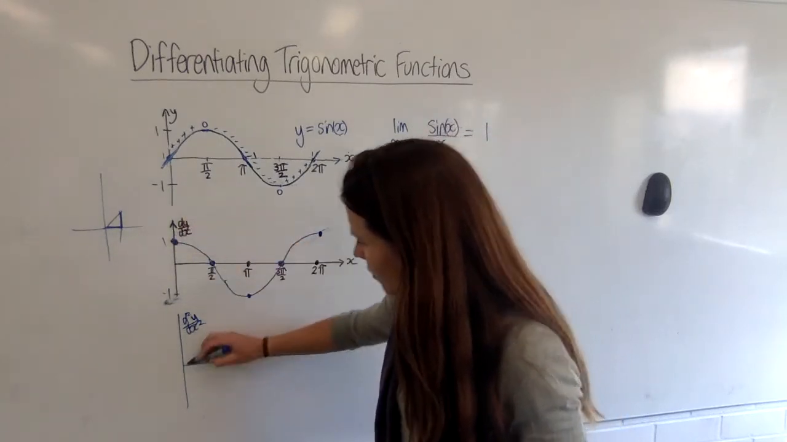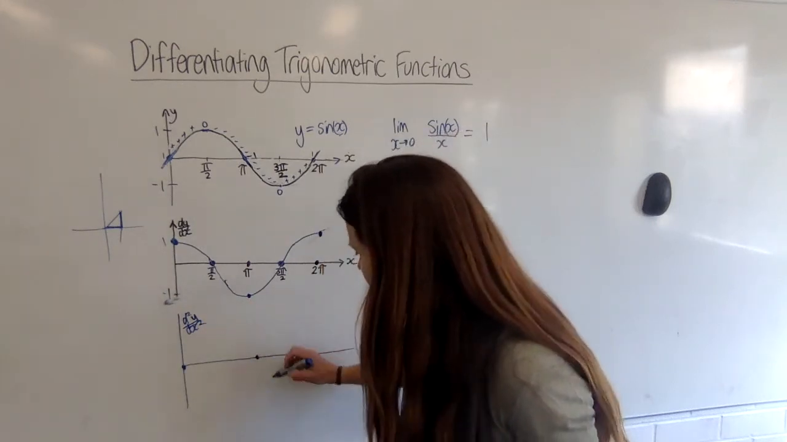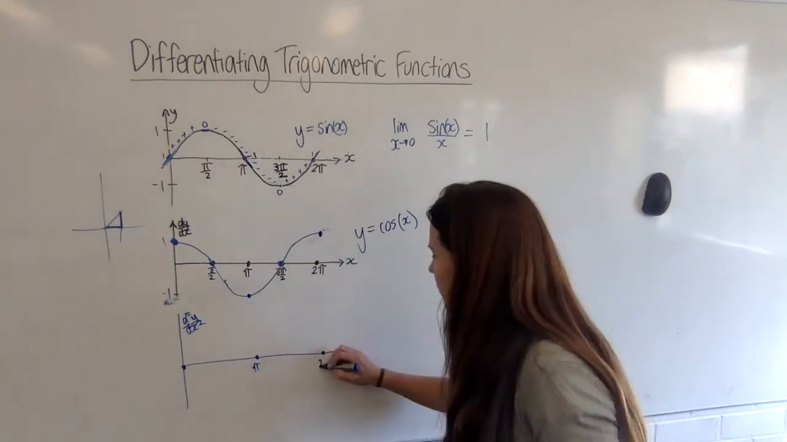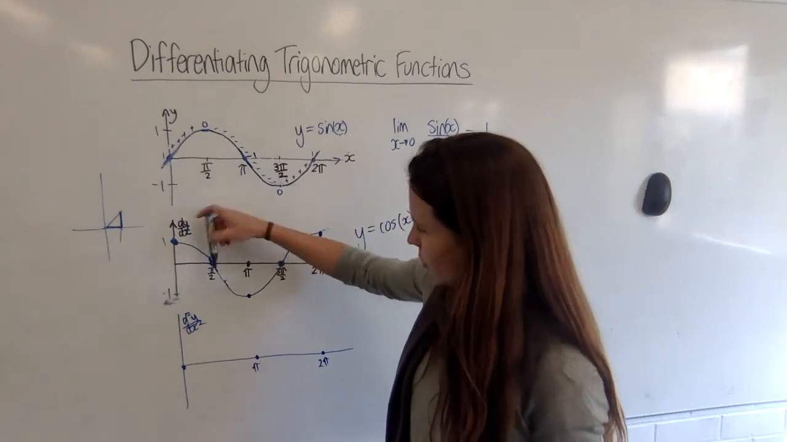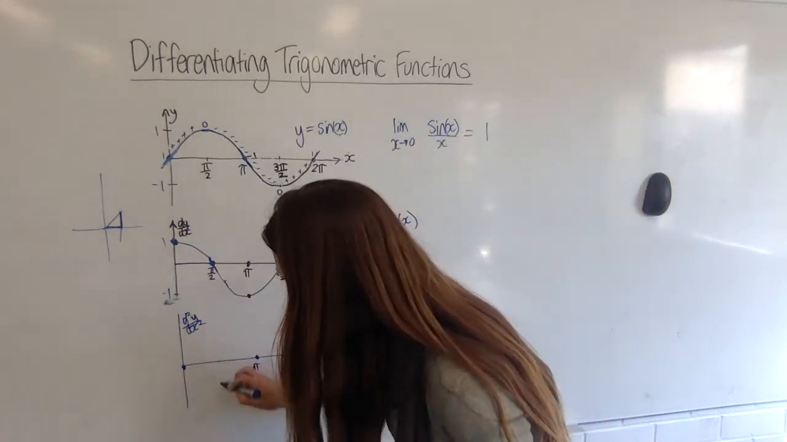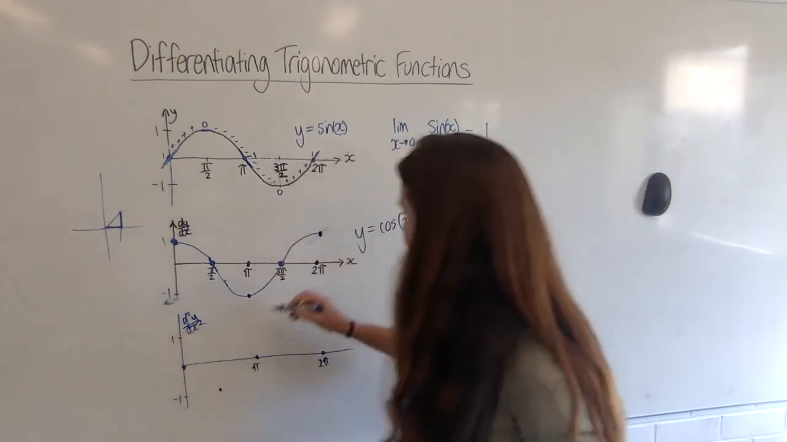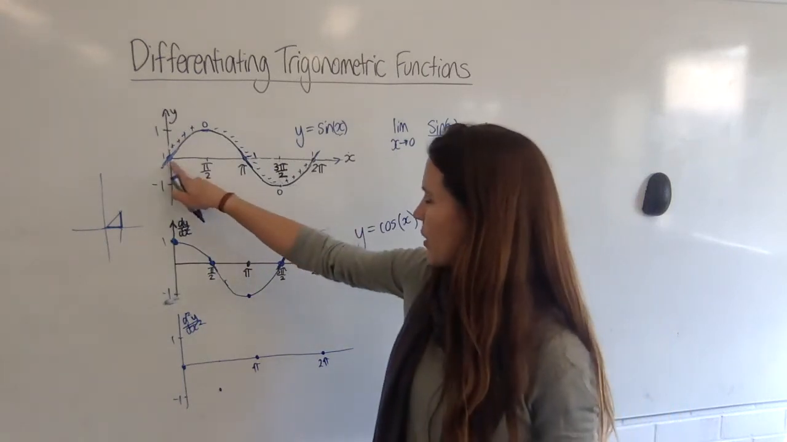Here and here. And this is pi. And up here again at 2 pi. All right, what's the gradient, say, here? Well, it's negative, isn't it? Negative 1. So at pi on 2, we have negative 1. And over here, our gradient would be 1, the same as what it is here.